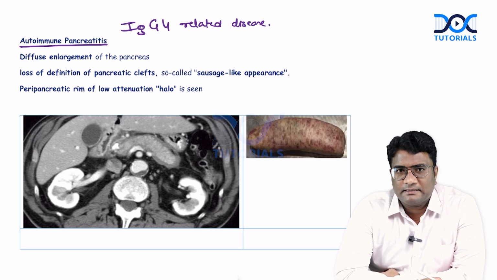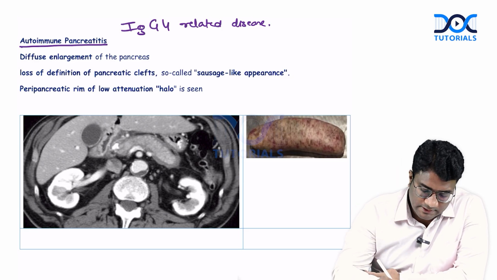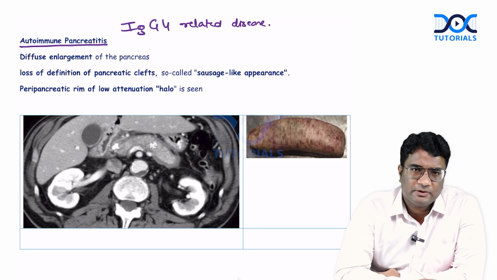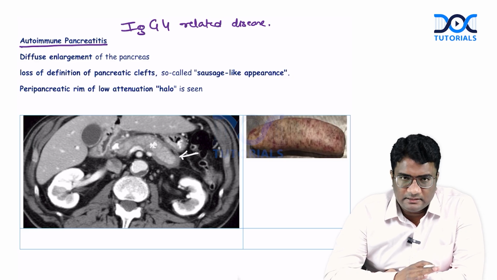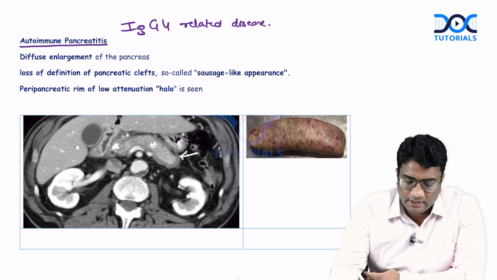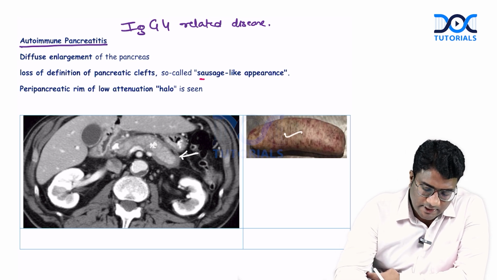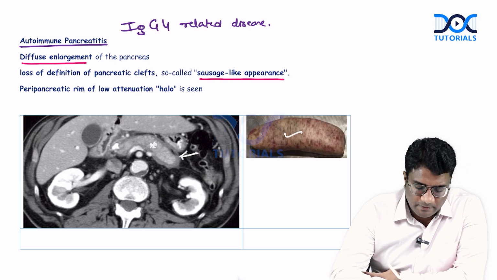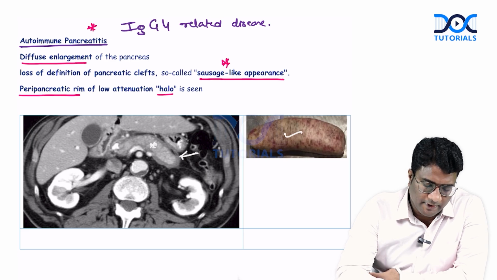And in this autoimmune pancreatitis, you see a diffuse enlargement of the pancreas. You can see that the pancreas is diffusely enlarged, and there is a peripancreatic halo or a rim around it, giving a sausage shape appearance of the pancreas. So, presence of sausage shaped pancreas, a diffuse enlargement of the pancreas with a peripancreatic rim or halo around it. This is called as sausage shaped pancreas, a feature of autoimmune pancreatitis.